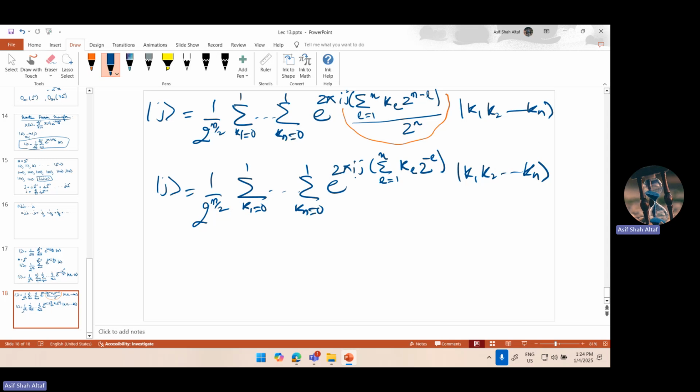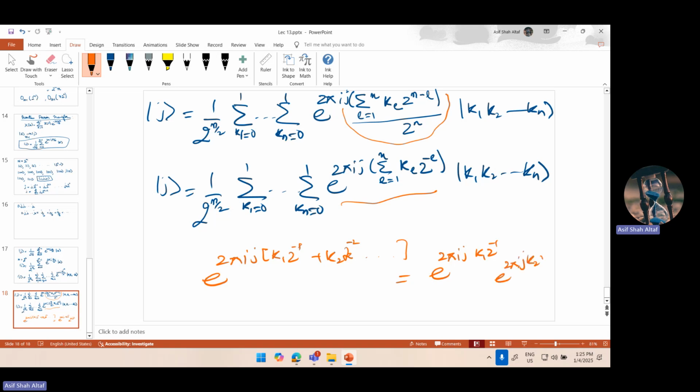Now what we can do is, you see this exponential here. If you take a look at this exponential, this is something like 2 pi ij times K1 2 to the minus 1, plus K2 2 to the minus 2, and so on, which I can also write as e to power 2 pi ij K1 2 to the minus 1, then 2 pi ij K2 2 to the minus 2, and so on. So a summation here can be converted into the product of the exponentials, right? So let's try to do that.